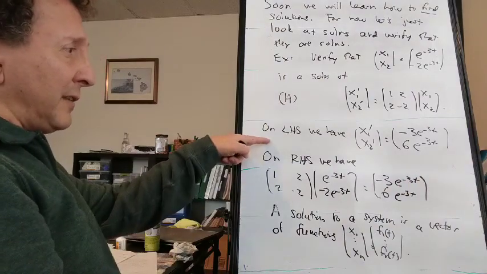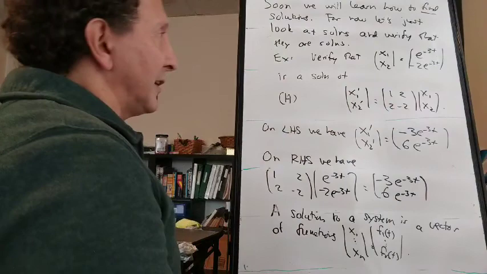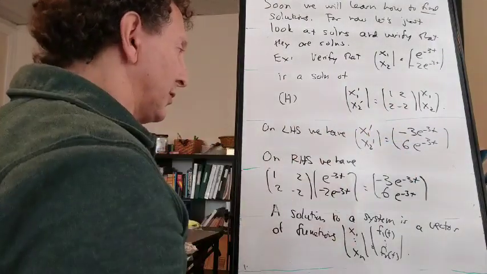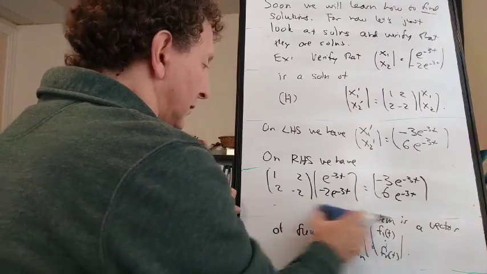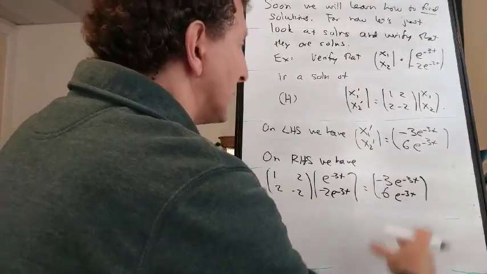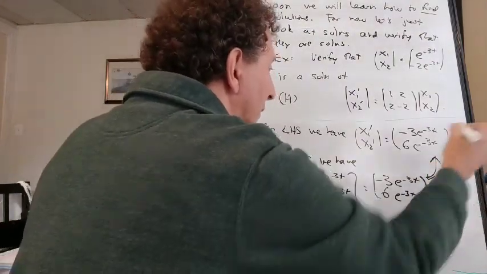So what we got on the left-hand side and what we got on the right-hand side were the same. Therefore, this equality is satisfied. Therefore, this is indeed a solution of the homogeneous differential equation. That's good.